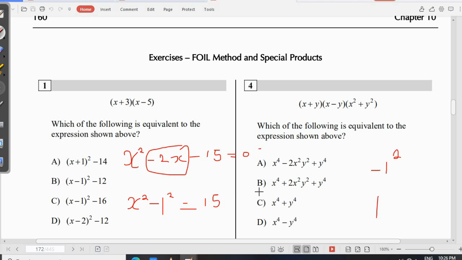Minus 1 square is 1. So now add it to this 15 that's here. That is the step. Add it to the 15 that's here. You get plus 1, 16 there. So now look at this. X squared minus 1 square can be written as x minus 1 all square. X minus 1 all square. So it's equal to 15 plus 1 is 16.